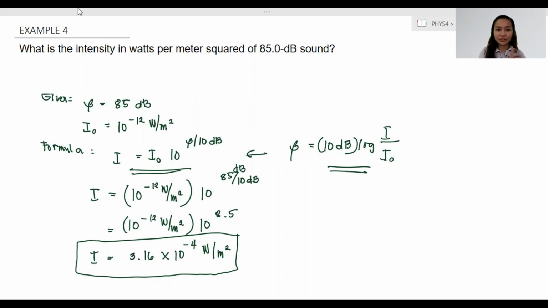Okay, so that's all for today, or that's all for this topic. We will have another set of examples for the Doppler effect.